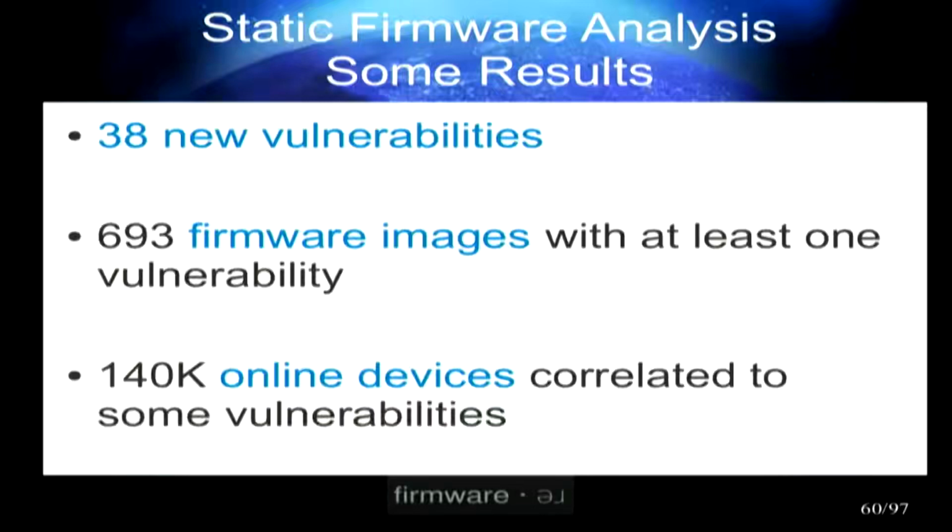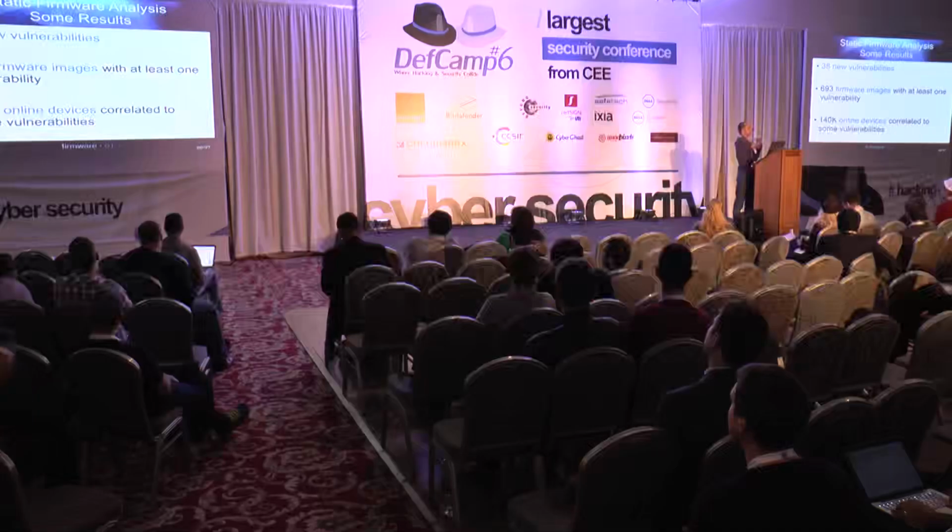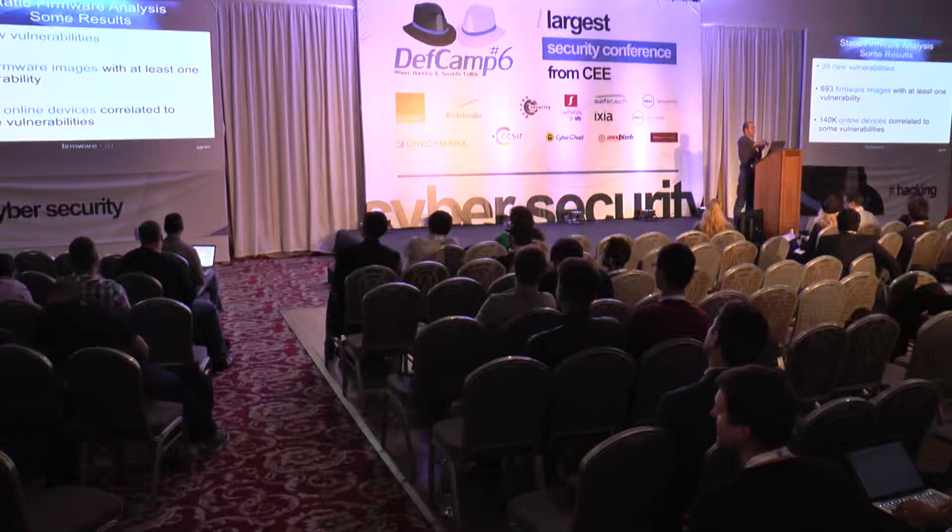So the idea is that we found 38 new vulnerabilities by doing these simple things in around 700 firmware images, and we correlated some of these vulnerabilities to around 140 devices, through HTTP certificates and some other techniques. We correlated to this huge number of devices.